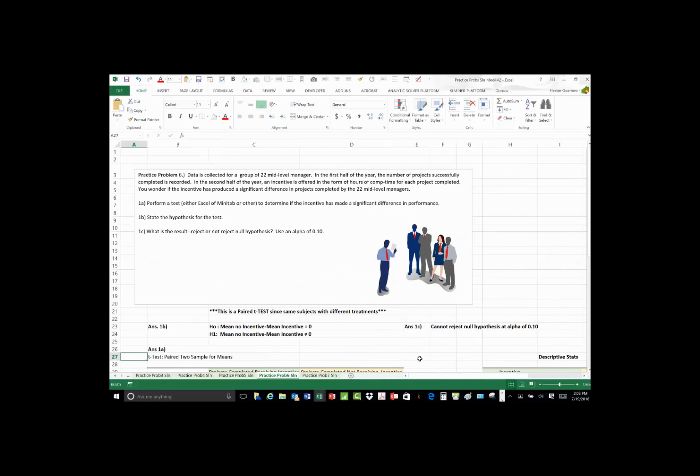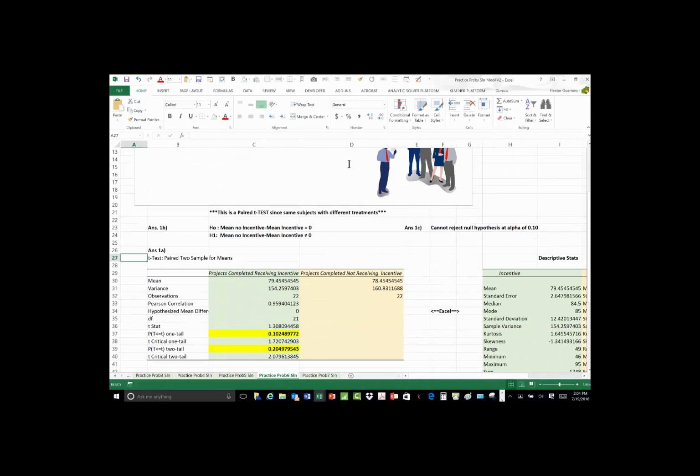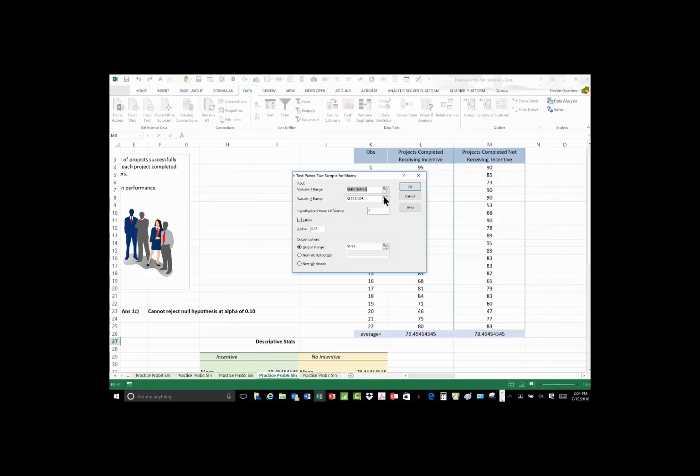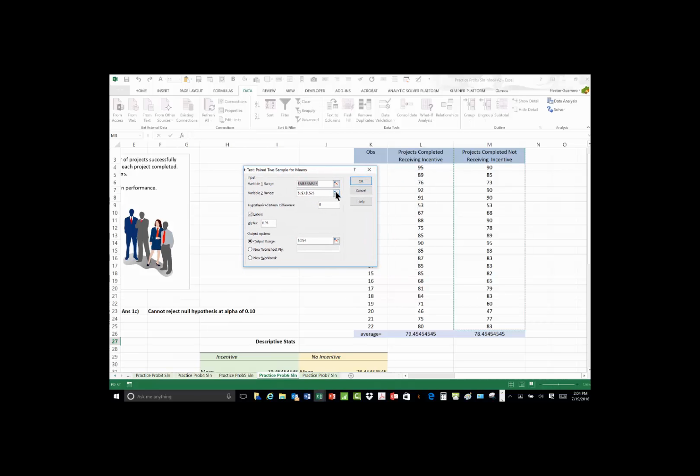So where do we find this test? Well, if we go to data, and if we go to data analysis, we can find the paired t-test here. It says, where's my data? The first variable range is shown here. Second variable range is shown here. And I do have labels in the columns.